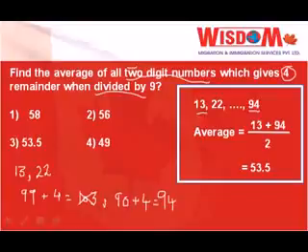Hence, the average of these numbers would be the first number plus the last number divided by 2, that is 53.5. I hope it's clear to everyone. Now let us move ahead to our next problem.